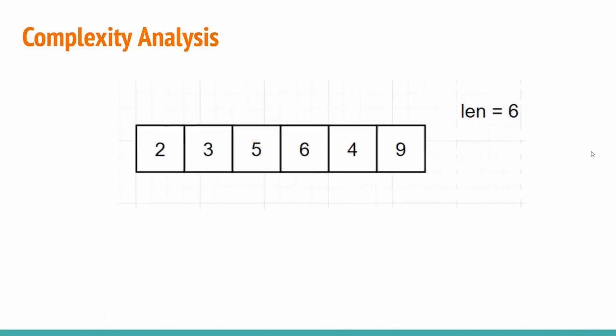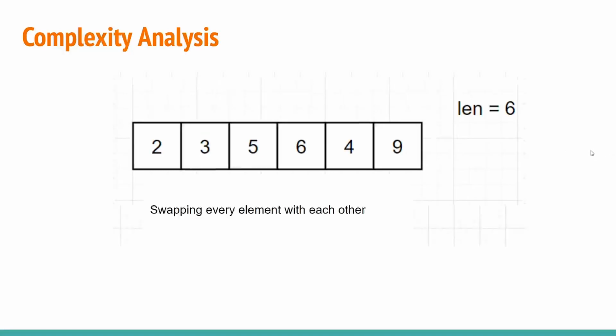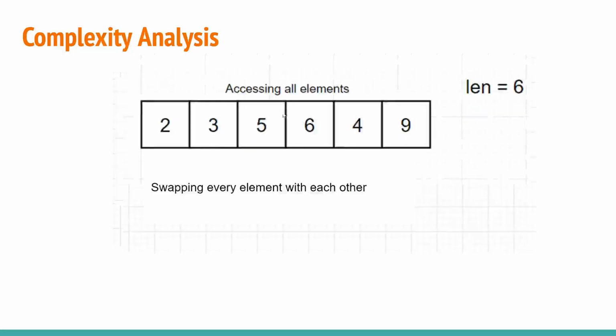Now, in order to understand the time complexity of this program, we need to find out how many elements we are accessing. We are accessing all the elements, that is we are swapping 2 with 9 and 3 with 4 and 5 with 6. Since we are accessing all the 6 elements, the time complexity would be big O of n.